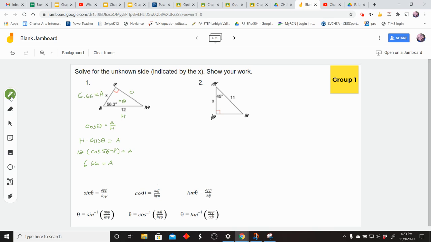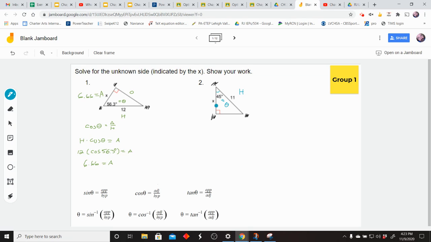Going on to problem 2. So what's going on over here? First of all, label your sides. Over here, the side that's 11, that's definitely the hypotenuse. That's the one opposite the right angle. It's the longest side of this triangle. We're going to work with this angle up here at the top. So 45 degrees, this is equal to theta.